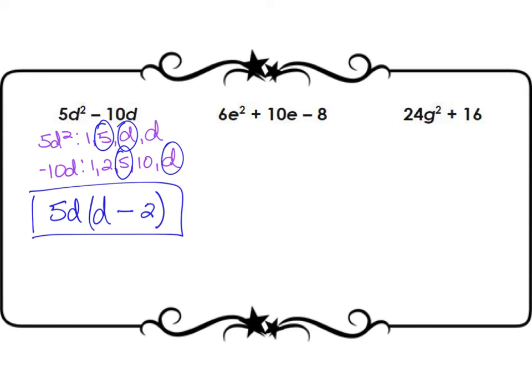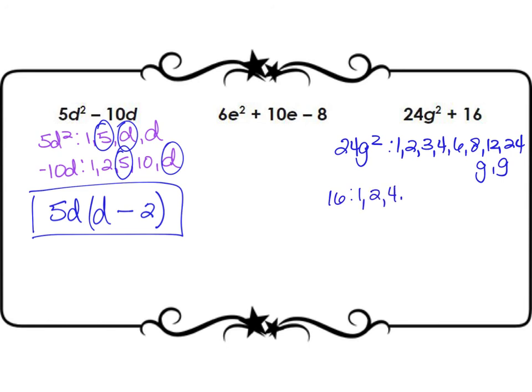All right, I'm going to skip to the last one here just because of the space. So I have 24g squared. This would be 1, 2, 3, 4, 6, 8, 12, and 24, and then, of course, g, g. And for 16, I have 1, 2, 4, 8, and 16. There are no g's attached to that one. So when I go to circle my greatest common factor, it looks as though it's going to be 8 by itself. So 8 is going to hang out front.